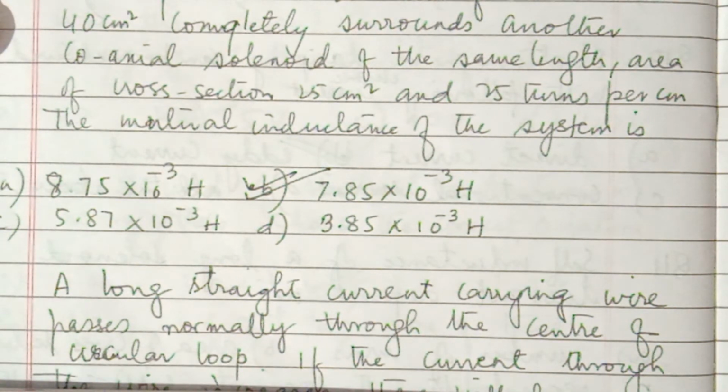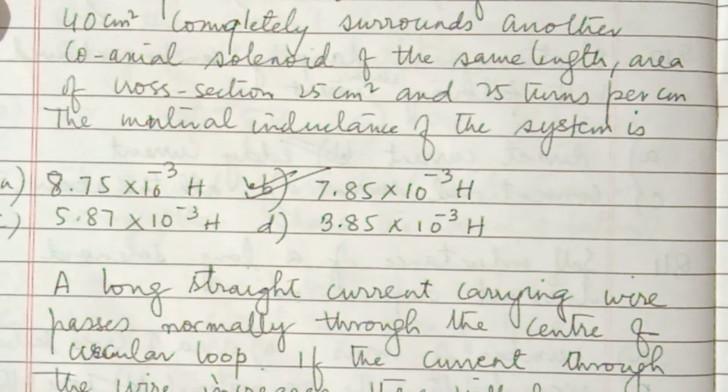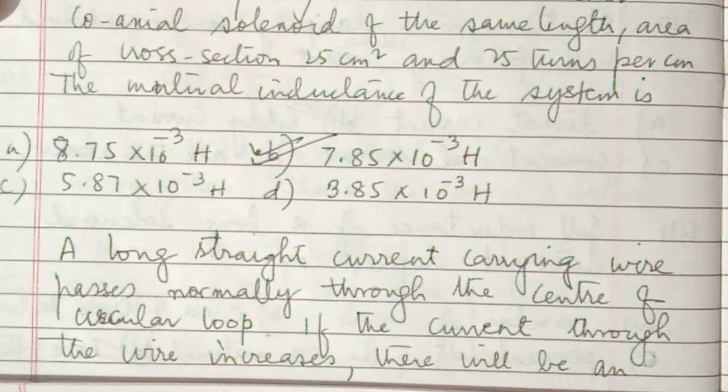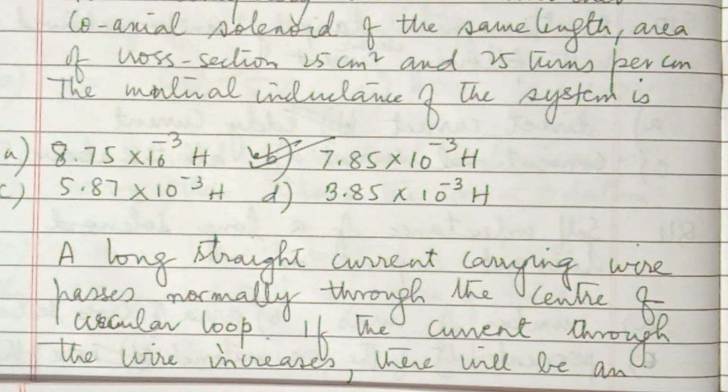Okay, then we'll go to the next question. A long straight current carrying wire passes normally through the center of a circular loop. If the current through the wire increases, there will be an induced EMF in the loop. True or false? So it is like this.